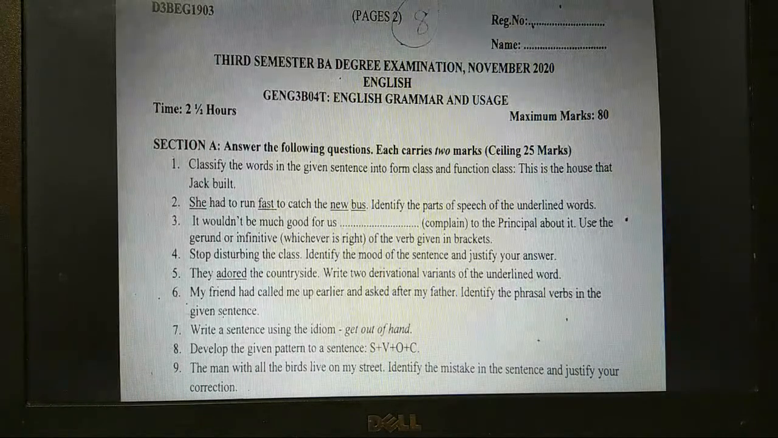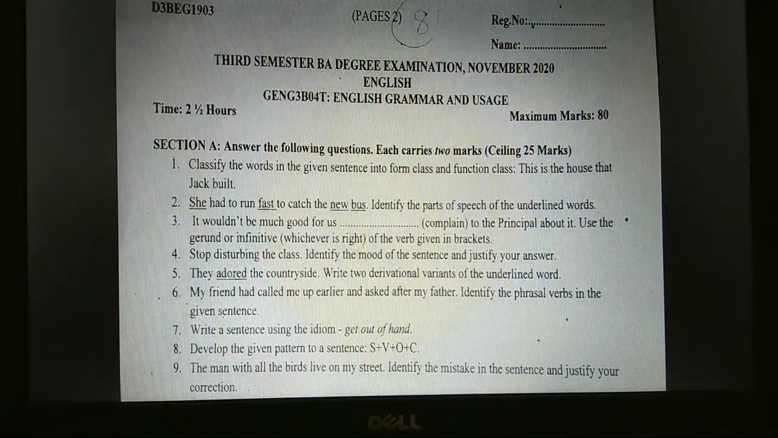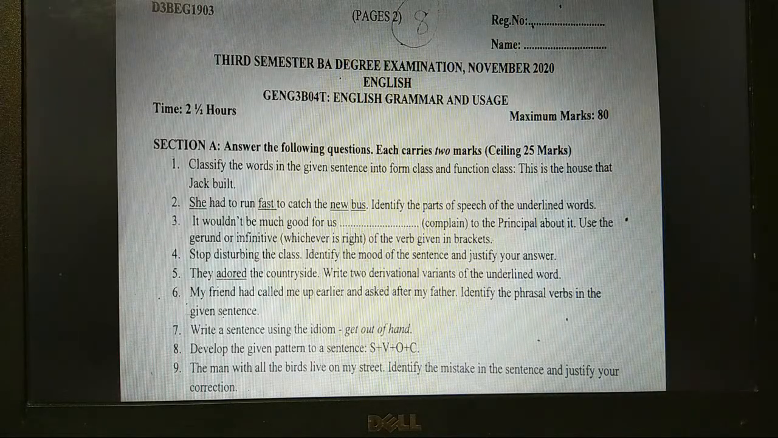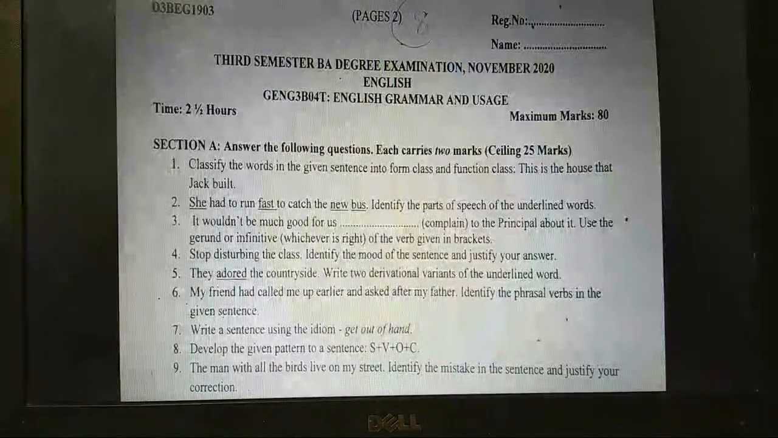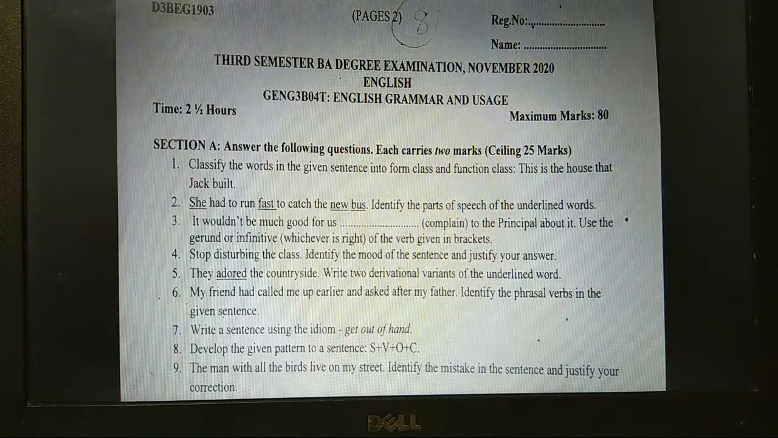So here the problem is the man is the subject, and the man should agree with the verb live. So if the man is singular, verb has to be singular. So it will be the man with all the birds lives on my street. Look at that. The man with all the birds lives on my street. Live is wrong, and it has to be lives. The man with all the birds lives on my street.